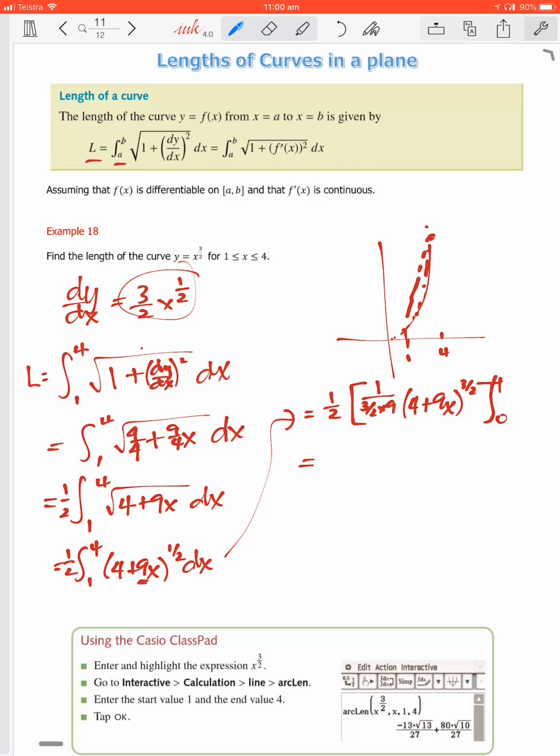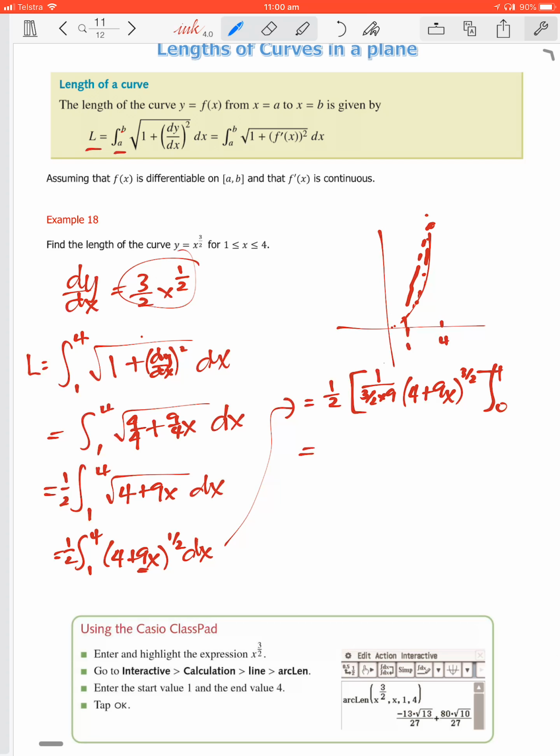Out the front, we're going to have 3 on 2 times 9, which is 27 on 2. So I'd get 2 on 27. But we know we've got a half out the front as well. So if this was 2 on 27 and I multiply it by half, I get 1 on 27 out the front because it's constant. And then we're going to have 4 plus 9x square rooted and cubed, because it's to the power of 3.